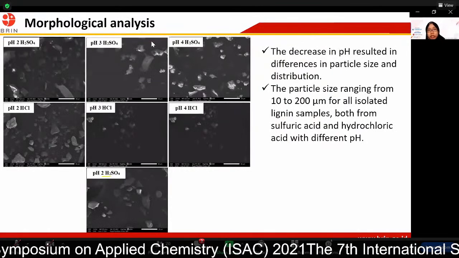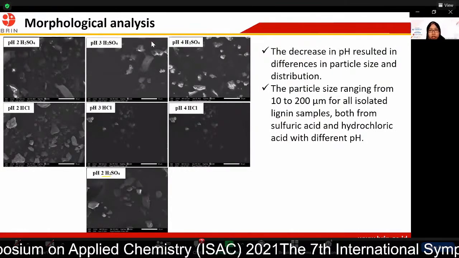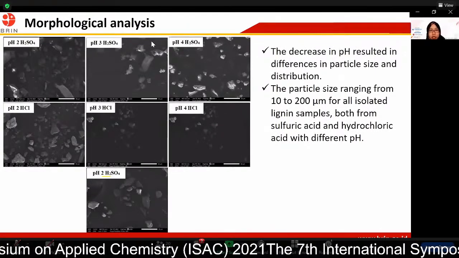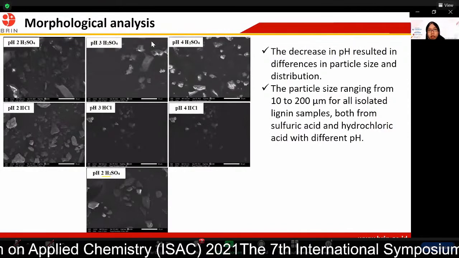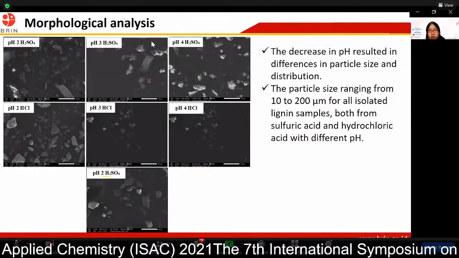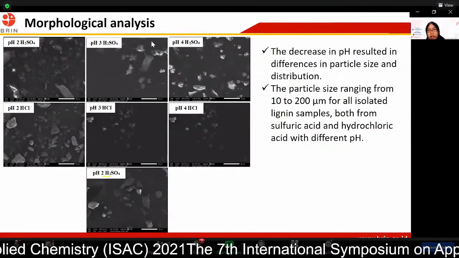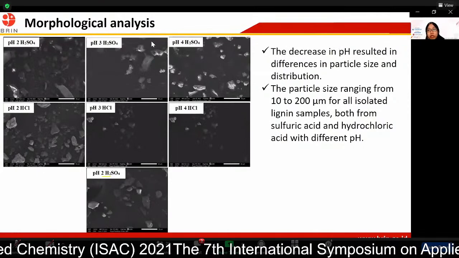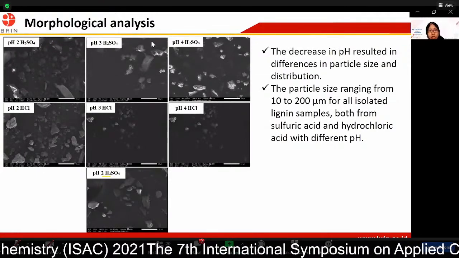Next is the morphological analysis, in which the decrease in pH resulted in differences in particle size and distribution, as we can see from the figure in the morphological analysis. The particle distribution is also different, and the particle size ranges from 10 to 200 micrometers for all the isolated lignin.